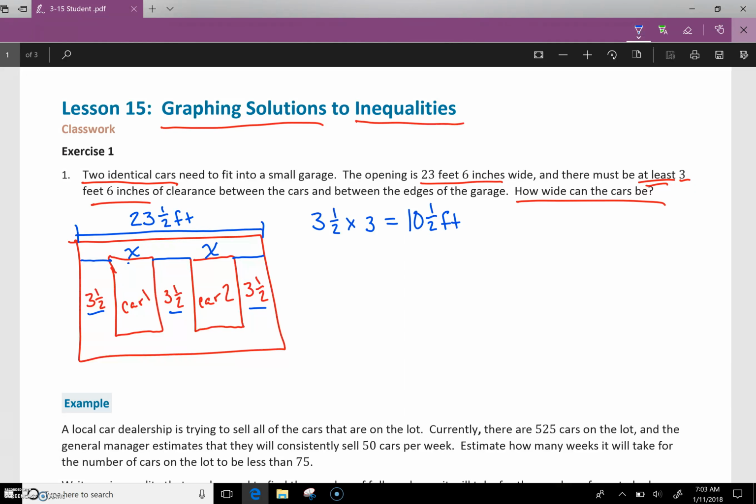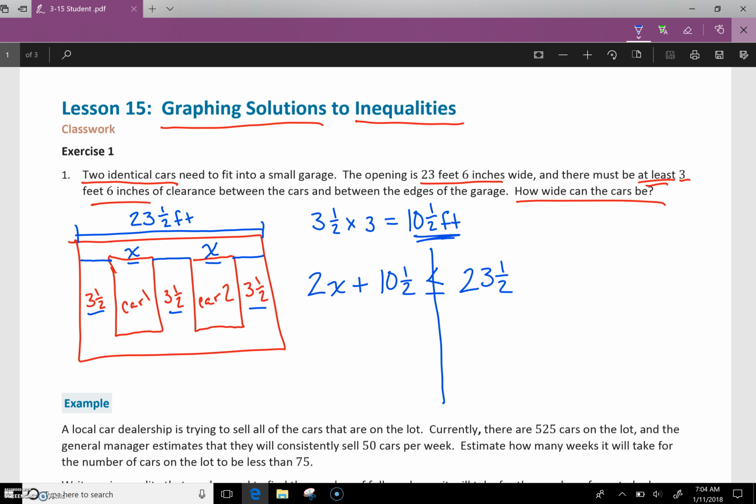We also have two x's, two unknown widths. So that would be 2x. So we know that 2x plus this 10.5 needs to be less than or equal to the width of the garage at 23.5 feet. Now we have a setup inequality that you guys should be able to solve. So if you want to pause the video and try that, go ahead.